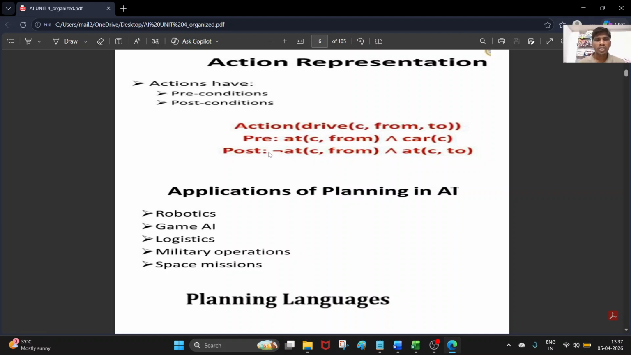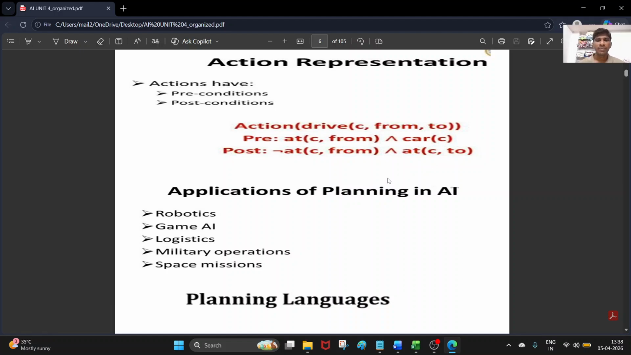Next is postcondition. The postcondition is that the precondition becomes negated and we have to reach the destination. So this becomes a negated statement and we have to reach the goal, that is At(C, to), the destination. The car has reached the destination.